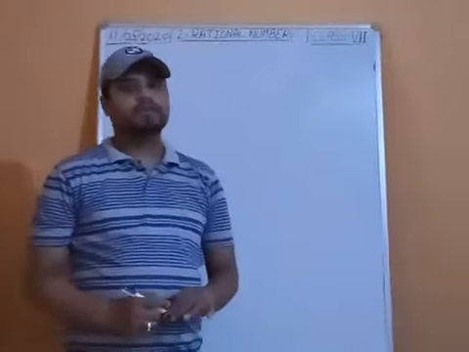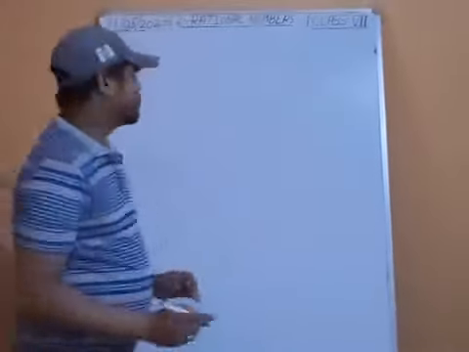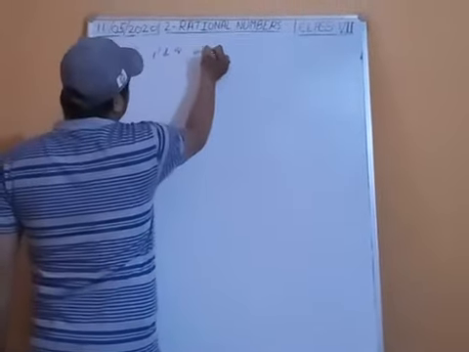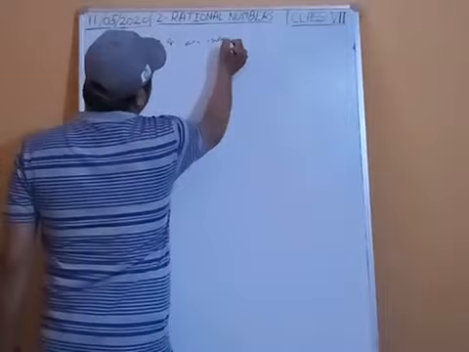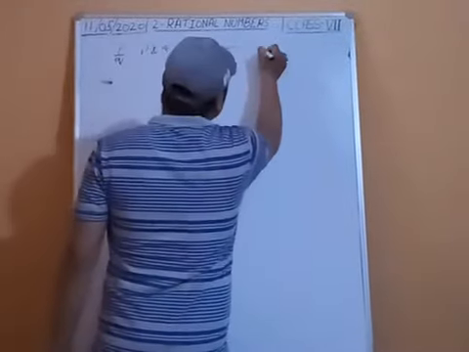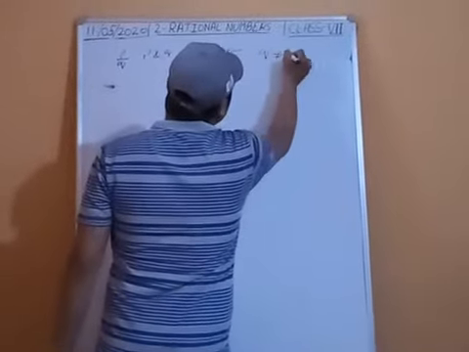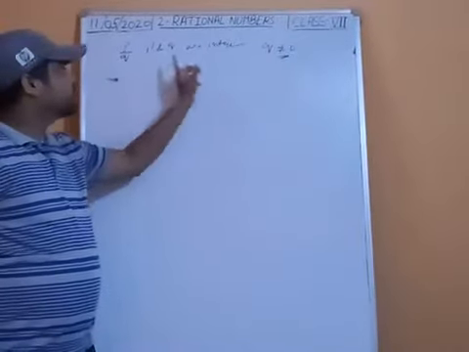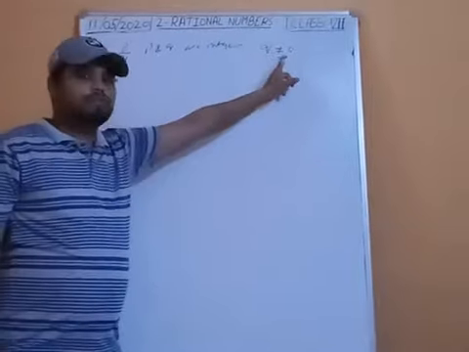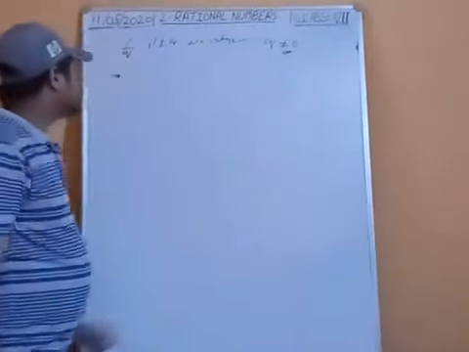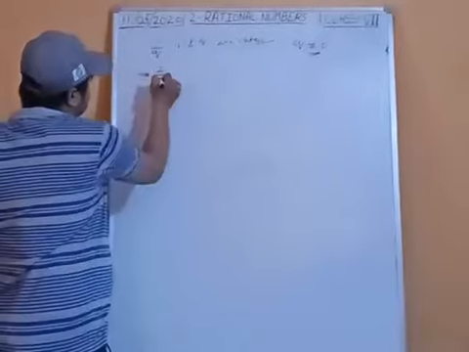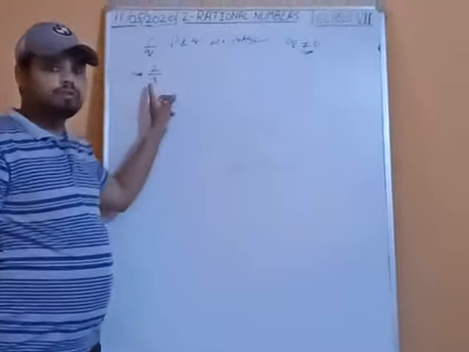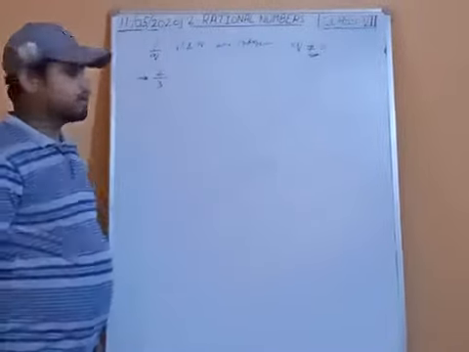Where p and q both are integers, but q should not be equal to 0. Suppose 2 upon 3, value of p is 2 and value of q is 3. So 2 upon 3 is a rational number.